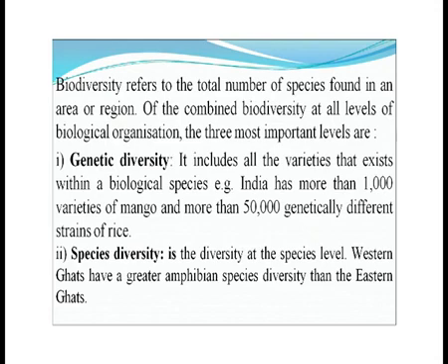Genetic diversity includes all the varieties that exist within a biological species. For example, India has more than 1000 varieties of mango and more than 50,000 genetically different strains of rice. Next, species diversity. It is the diversity at the species level. Western Ghats have a greater amphibian species diversity than the Eastern Ghats.